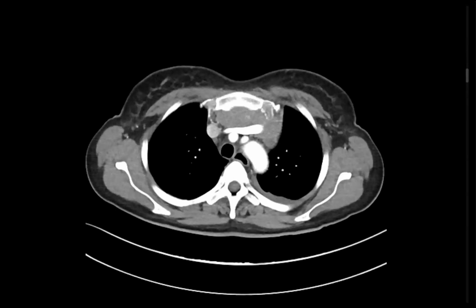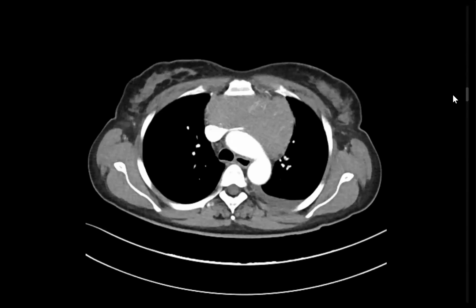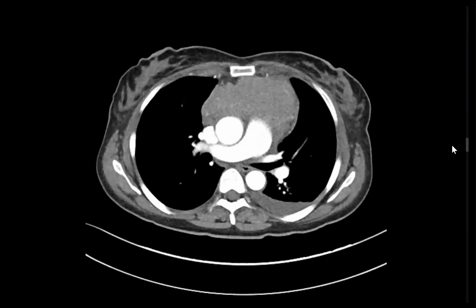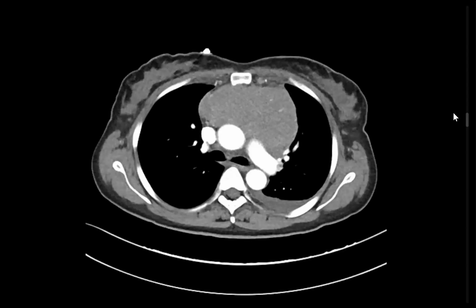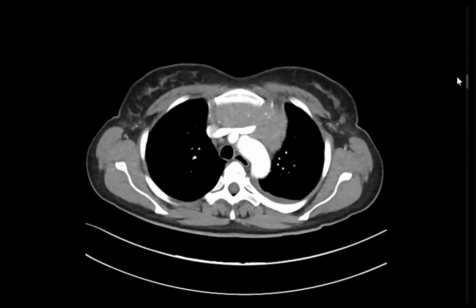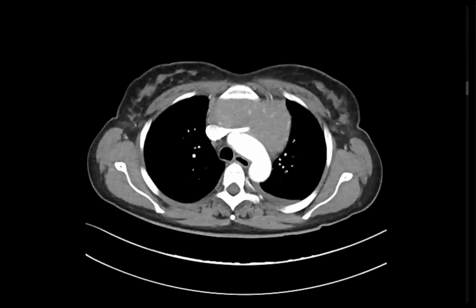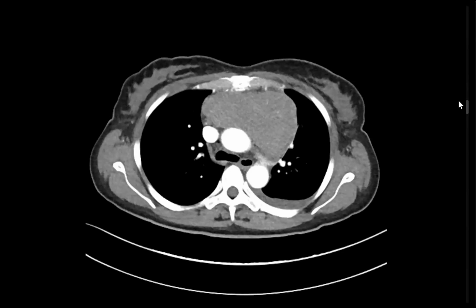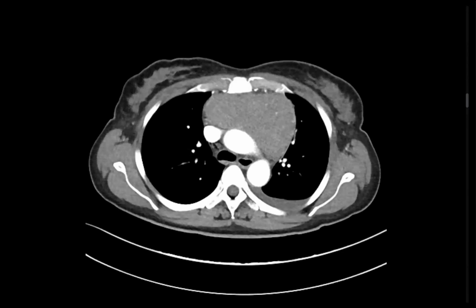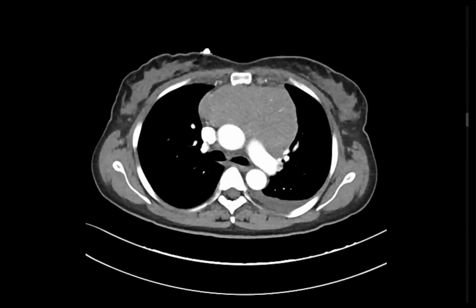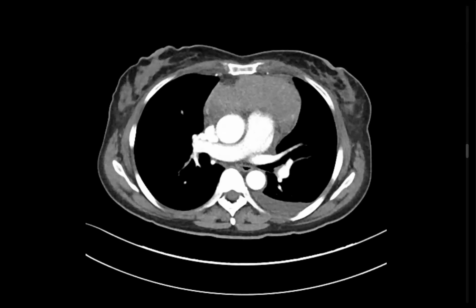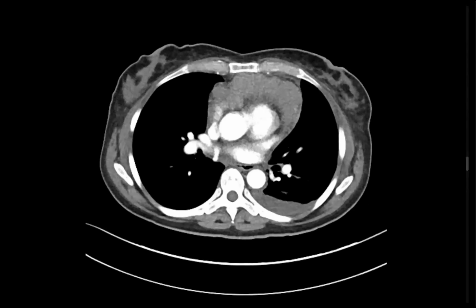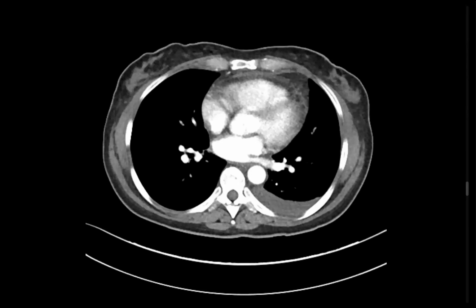The mass is seen compressing the left brachiocephalic vein and also the aortic arch. The brachiocephalic vein is seen coursing through the mass, giving the floating vessel sign. Good. Also, there is no destruction of the sternum or invasion of the surrounding structures. I'm scrolling downwards, and there is also minimal left pleural effusion.